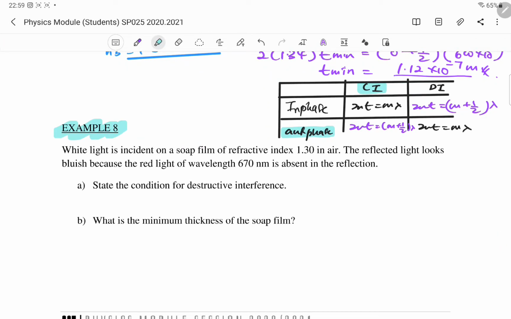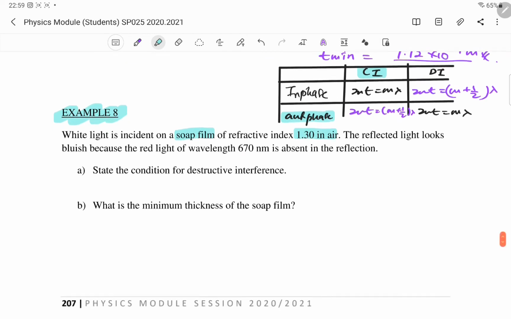Okay, white light is incident on a soap film of refractive index 1.2. The reflected light looks greyish because the red light of wavelength 670 is absent in the reflection. Okay, so bila kata absent in the reflection, terus kita tahu ini adalah destructive interference. So the conditions for the destructive interference, kita lukis dulu.